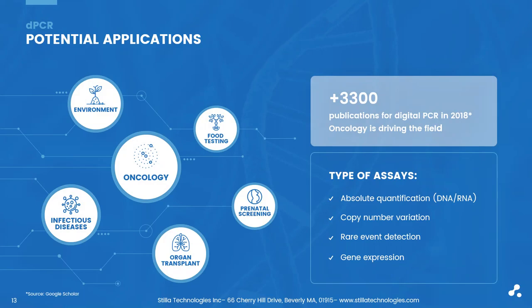Advantages of this easy-to-perform digital PCR workflow will benefit your analyses for absolute quantification of DNA or RNA, copy number variation assessment, rare event detection, or gene expression analysis. One of the applications for digital PCR is in the field of infectious disease. So I'll now speak about the use of the NICA system in the detection of SARS-CoV-2.